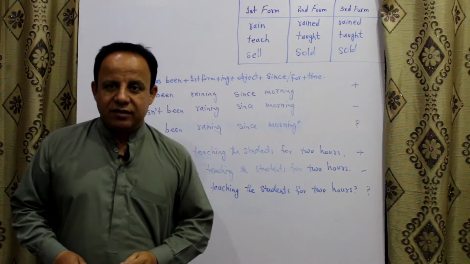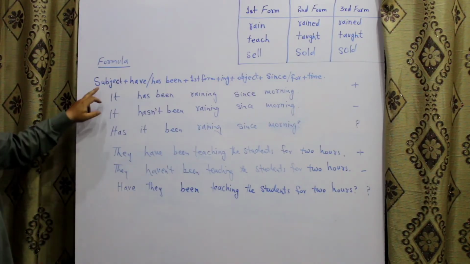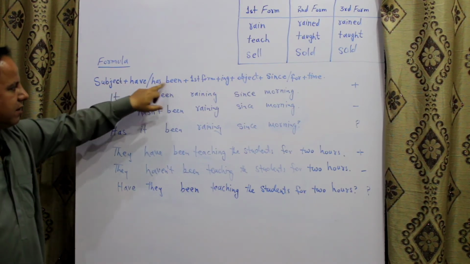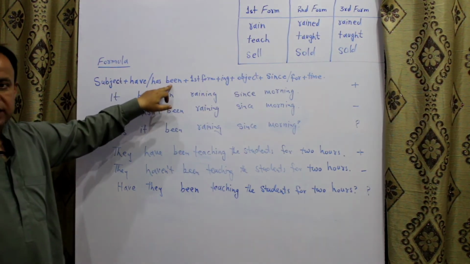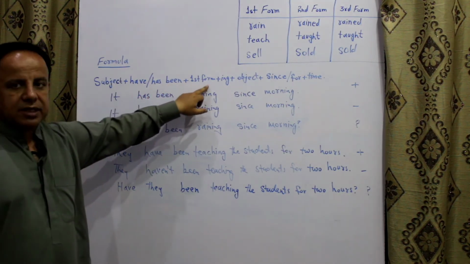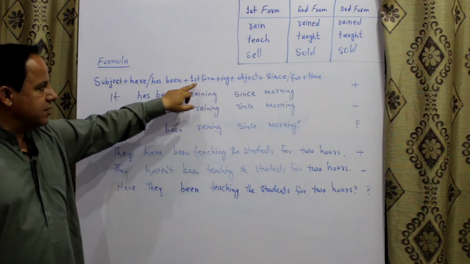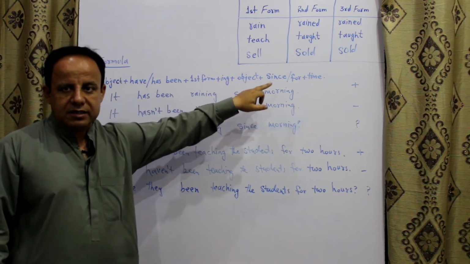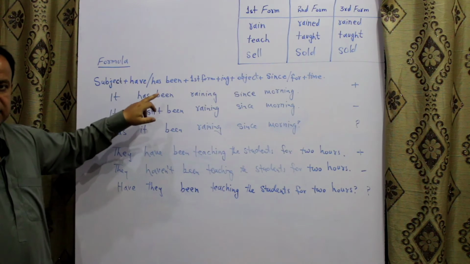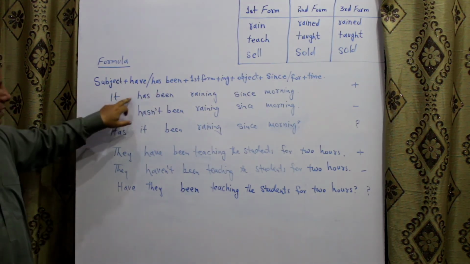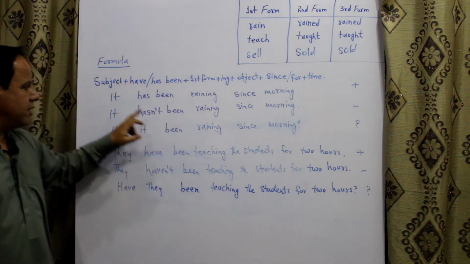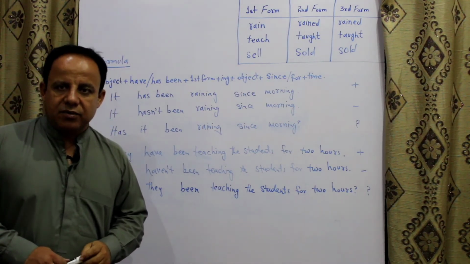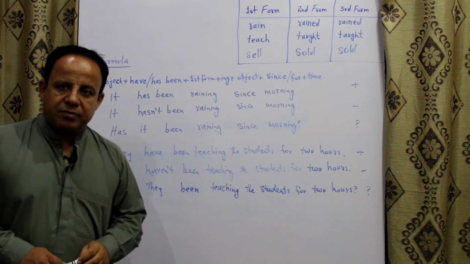Now let's go and see the formula for how to make the sentence. You can find here the first one is the subject plus have been or has been, because they are used as helping verbs, plus first form plus ing, which is used as a present participle as well, plus object, plus since or for, and plus time. Now with rain we use it. An example is: it has been raining since morning. Here the word it doesn't have any meaning. It is used as a dummy pronoun because it is just used to complete the sentence.